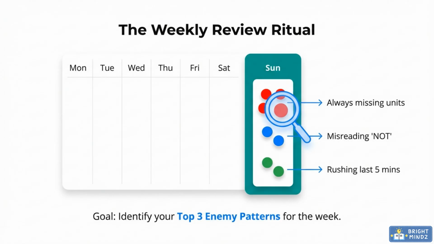Set aside a short weekly review. Sit down with your recent tests or practice papers and quickly scan your errors. Don't overcomplicate it. Just ask, what keeps repeating? Maybe it's missing units, misreading words like "not," or always rushing the last 5 minutes. Circle only your top 3 enemy patterns for that week. Next week, you'll design tiny rules or checklists that specifically attack those three. That's how progress becomes automatic.